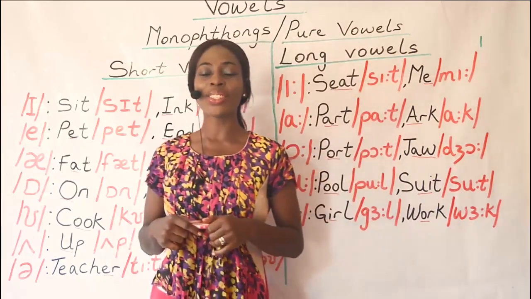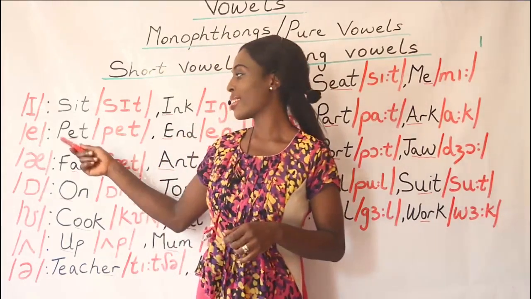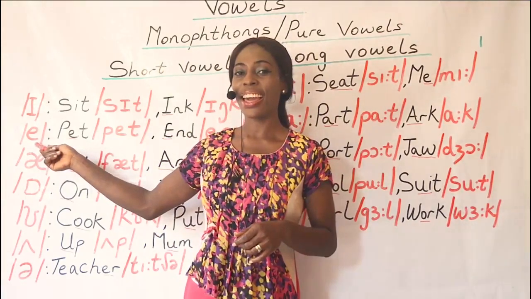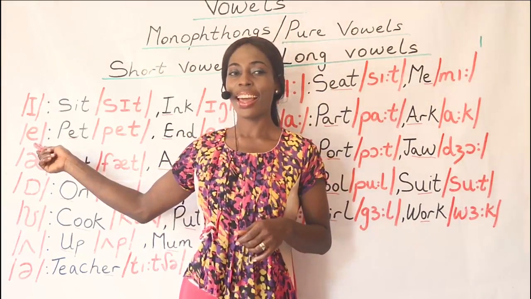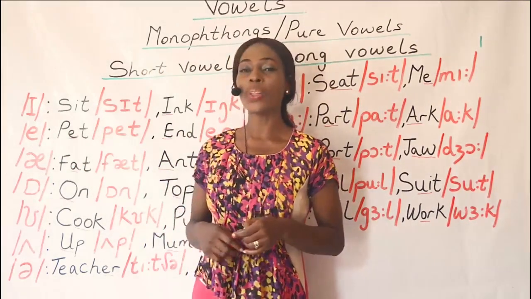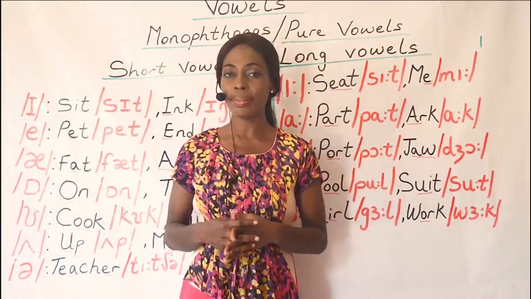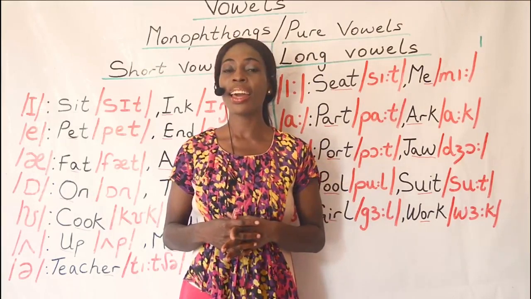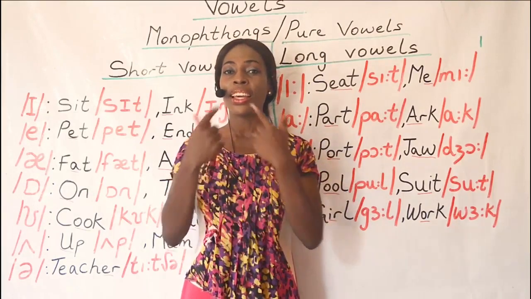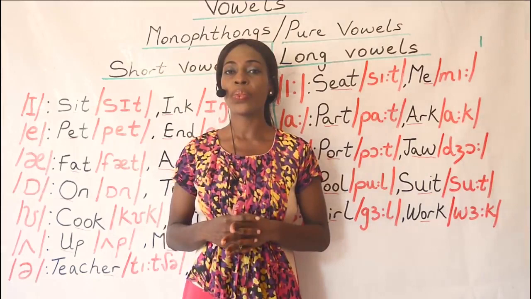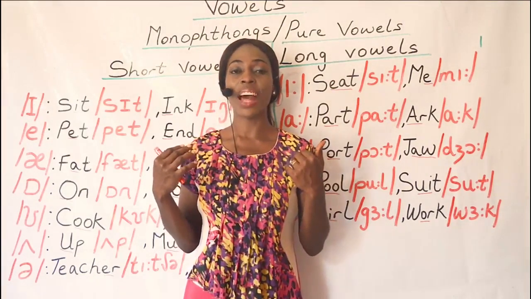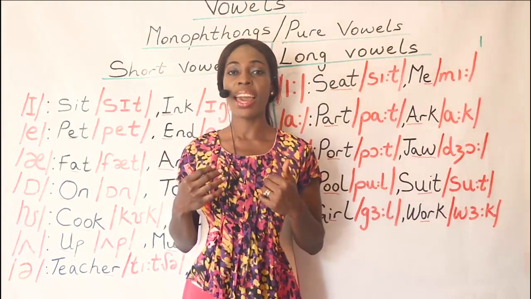Okay, so the next short sound we have is /e/. This sound is the sound for letter E. Let's pronounce the sound again. /e/. Your lips are neutral. They're not as spread as for /ɪ/. The sound is /e/.